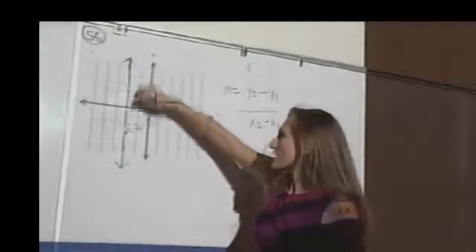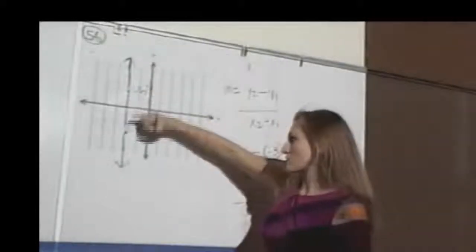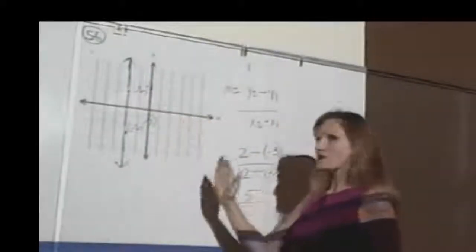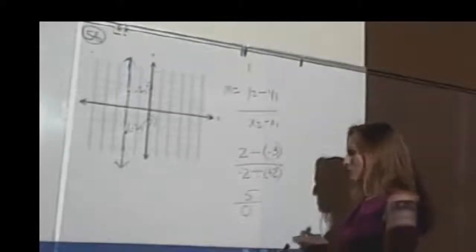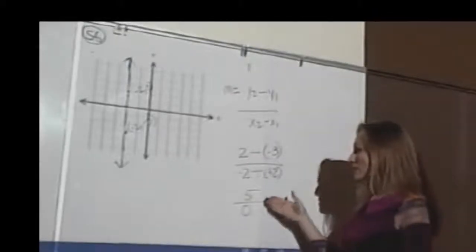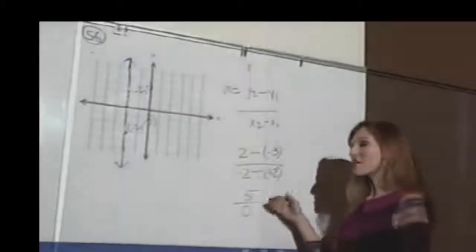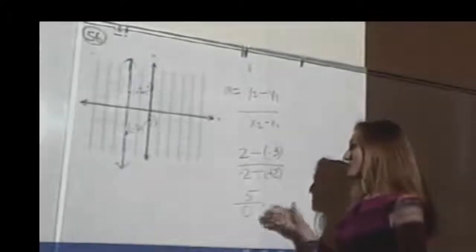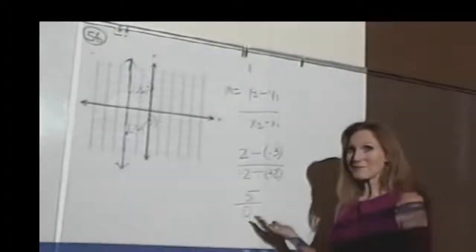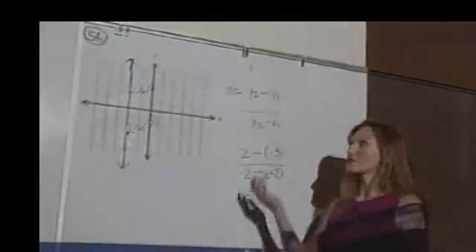Now the reason this works is that I have 5 spaces of rise between the 2 points that I've chosen, and I have 0 spaces of run in the 2 coordinates that I've chosen. So I have a fraction with a number that's not 0 on the top and is 0 in the denominator. In other words, I see a fraction that's undefined, and that's my slope. So my slope is undefined for this vertical line.